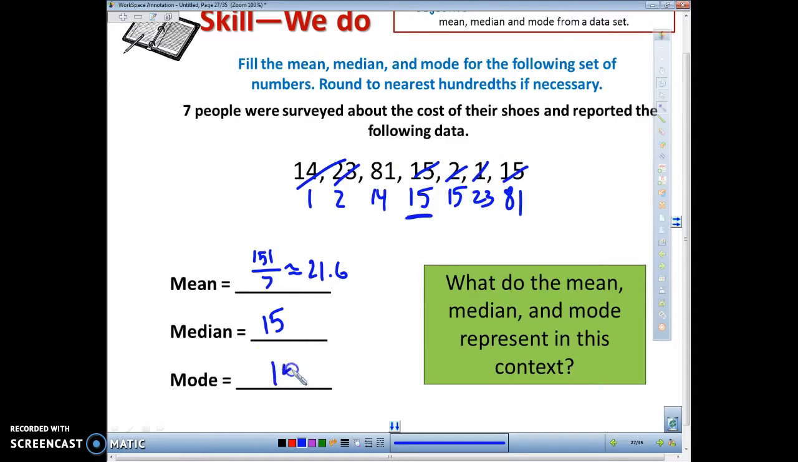15 appears twice. So we always want to connect our interpretation to the context. What does the mean, the median, and the mode represent in this context? Well, the average amount that these 7 people paid for shoes, because we're talking about the cost of shoes, was $21.6. The median, the middle value of what people paid, was $15, and the mode, the most frequent amount paid for shoes, was also $15.